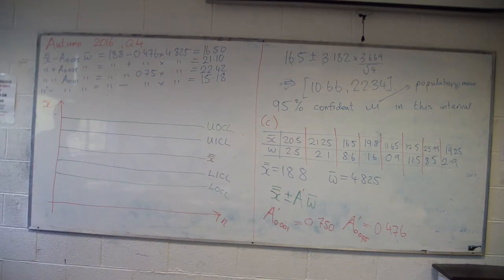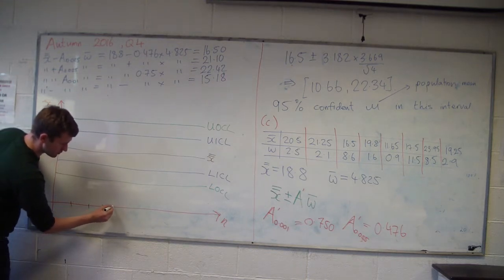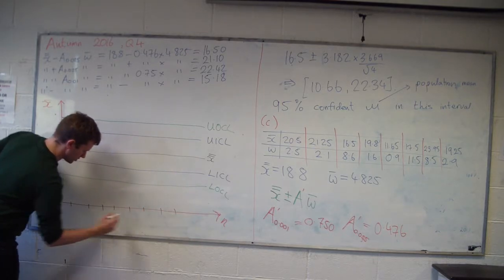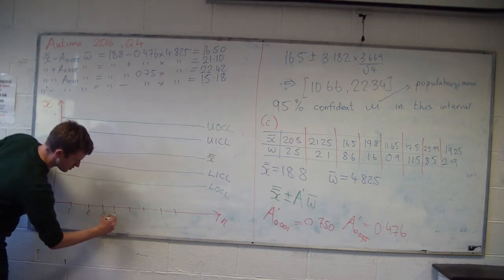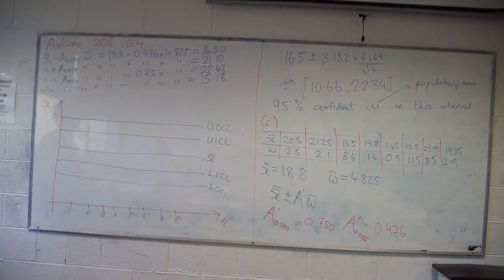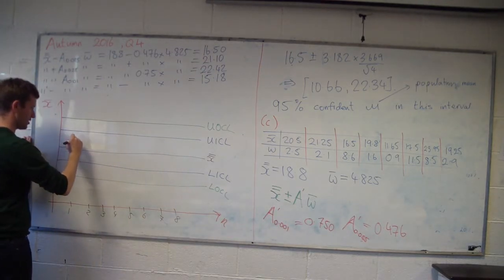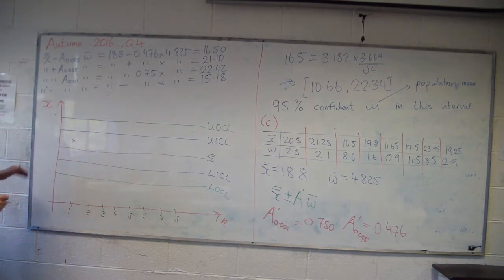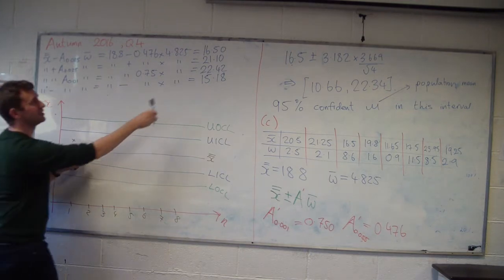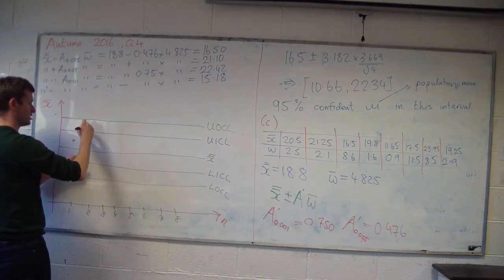So 20.5 is above this, but below this. So anywhere between those two is fine. Next one, 21.25. Now it's above the grand mean and bigger than this, but smaller than this, so that's up in here. That's a warning.